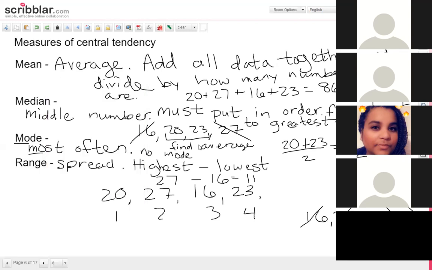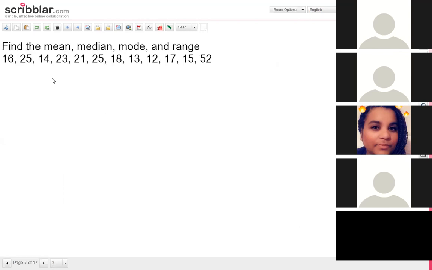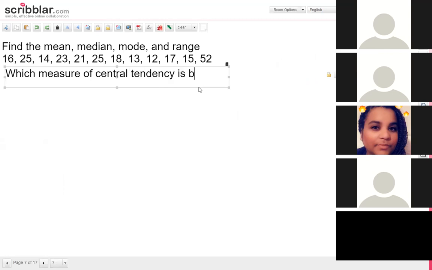11. So that means all our numbers are within a range of 11. So it can be a little more difficult when we have more numbers. And let me add in a question here. Which measure of central tendency is best for the data set?